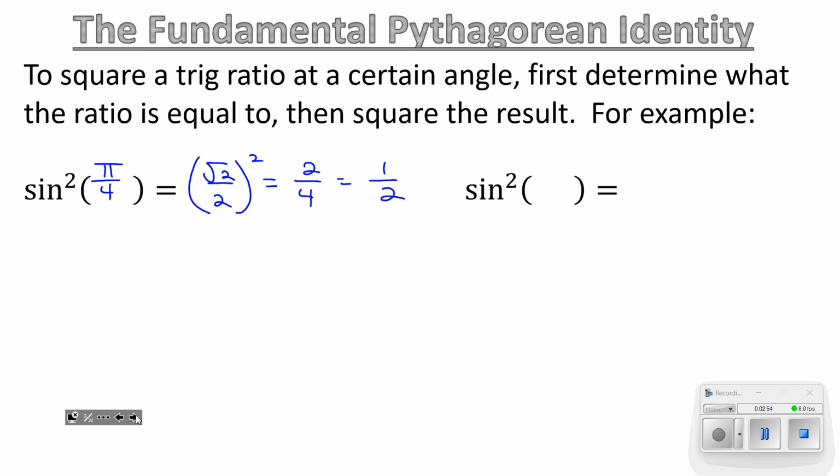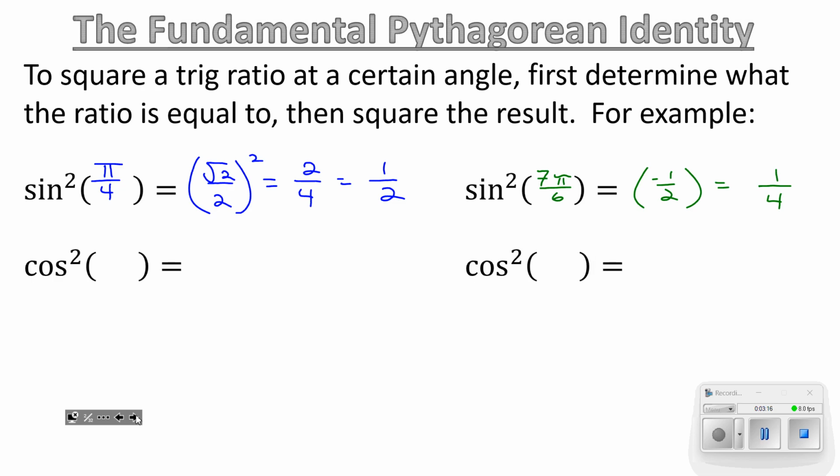Again, you can choose any angle. We're doing 2 examples of this, so let's go with my favorite unit circle angle. I think it's a good one. 7 pi over 6. So if I were to square sine of 7 pi over 6, that would be squaring negative 1/2. And that would get me 1/4. All right, that's all well and good. Let's continue and do the exact same thing for cosine now.